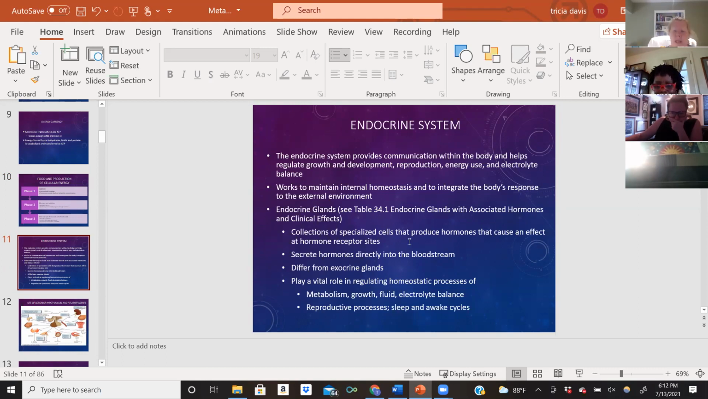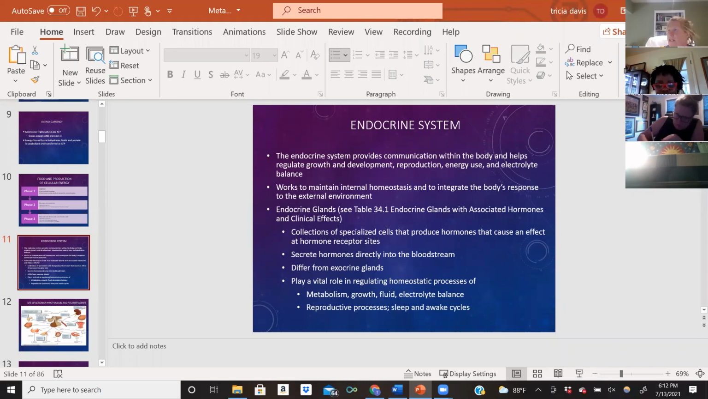You guys can look at table 34.1, I think it's in chapter 34. Read over endocrine glands with associated hormones and their clinical effects. So our endocrine glands are a collection of specialized cells that work in the body to produce certain hormones that cause an effect at the hormone receptor sites that they're paired up with. When these hormones are released, they are secreted directly into our bloodstream.